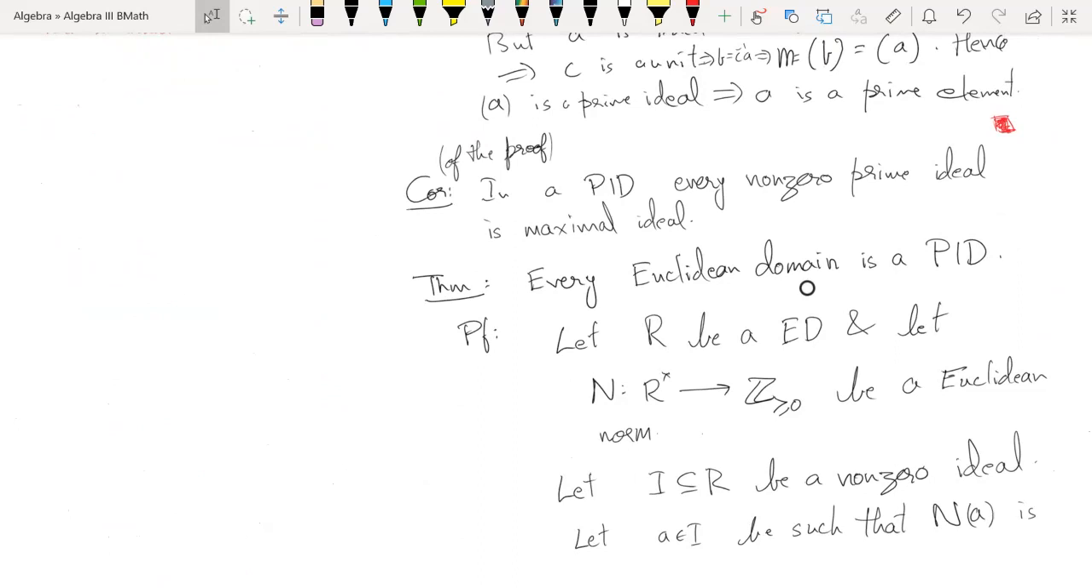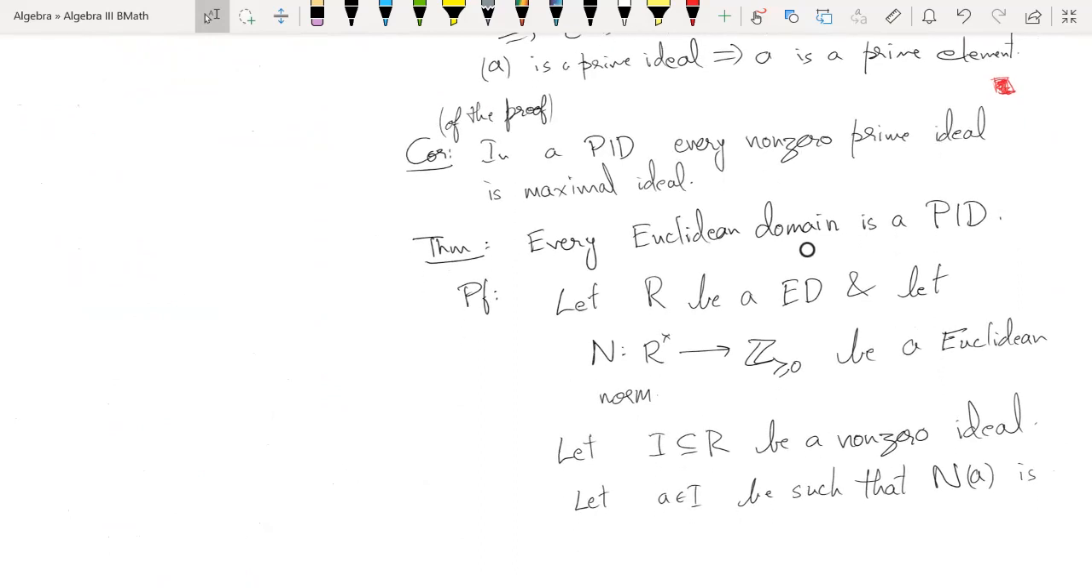Yeah, so we take A, an element of I, such that N(A) is minimum, is the smallest. Yeah, is the least. So there may be many such A, yeah? I'm not saying that there is a unique A with a minimum, but there will be one A for which it's the minimum, yeah?